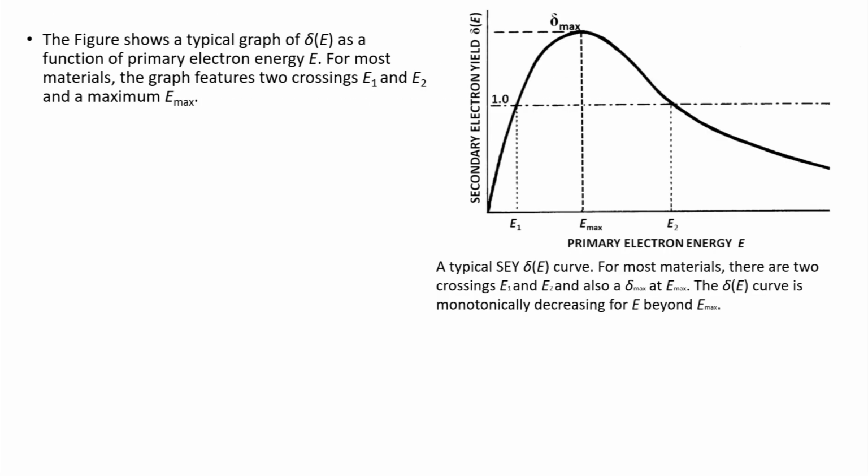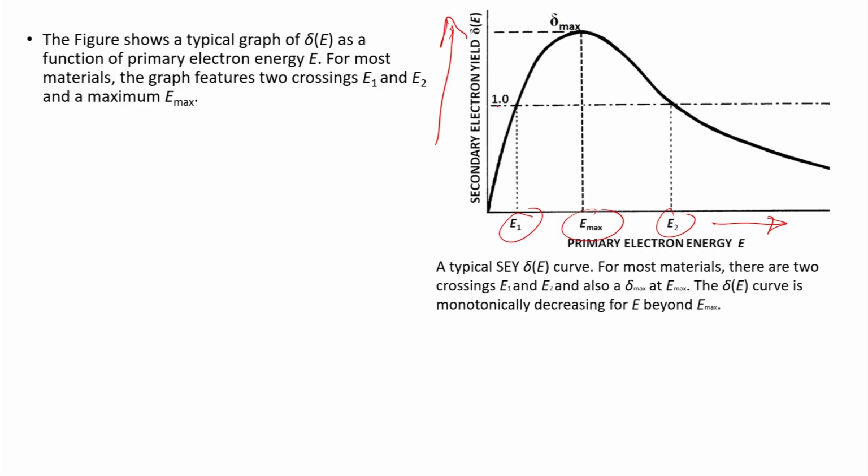Now, this figure shows the secondary electron yield, SEY, on this axis, and the primary electron energy on this axis. There are terms E1, E2, E max, and correspondingly delta max. Then there is a line passing parallel to the abscissa, which is the line where delta, the SEY, is equal to 1.